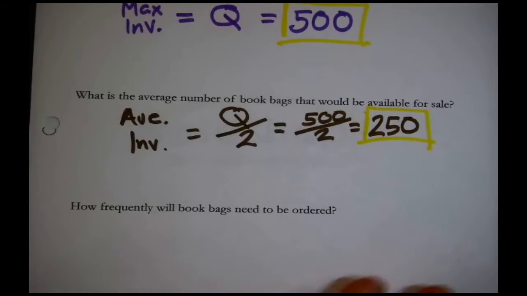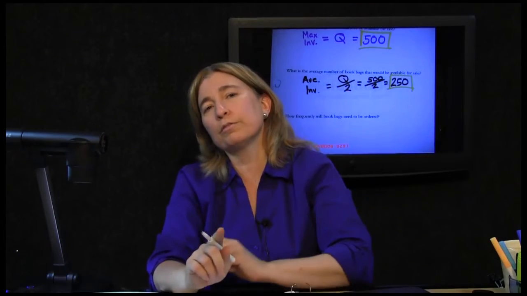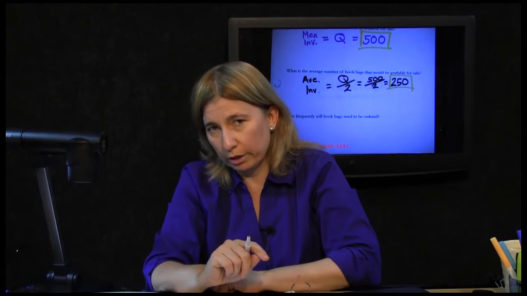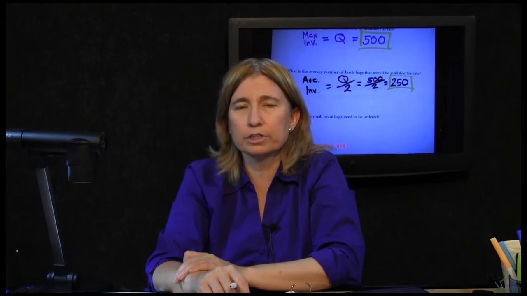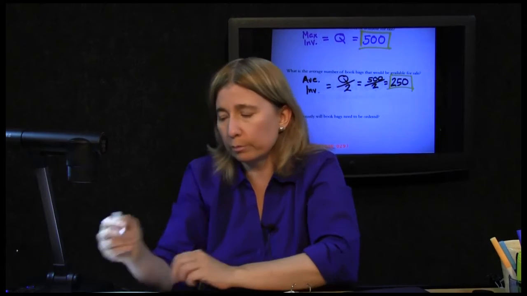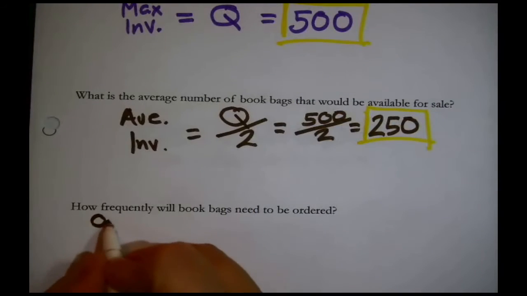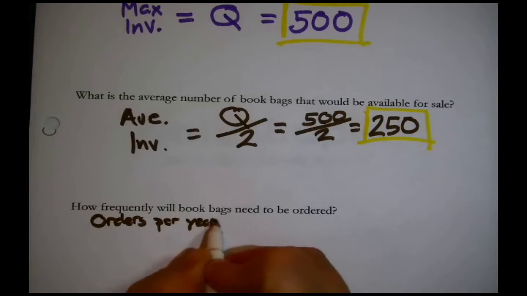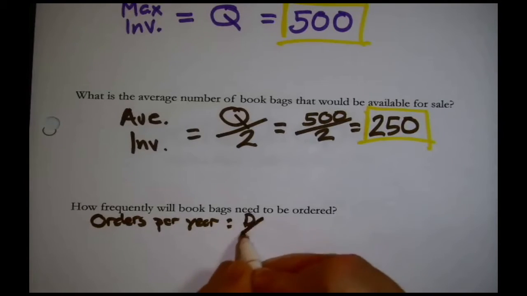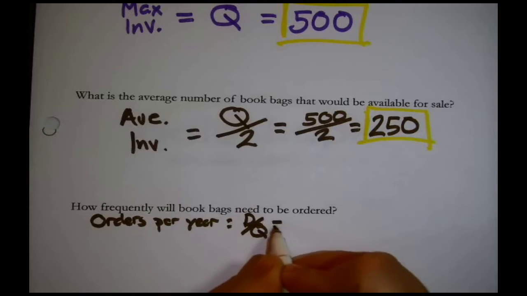How frequently will book bags need to be ordered? Now, there's a couple different ways that you could answer this. The first one, like the most intuitive one, is okay, well, if they're ordering them 500 at a time, how many times a year will they order? That's real easy to answer. Orders per year, because that's just D divided by Q.